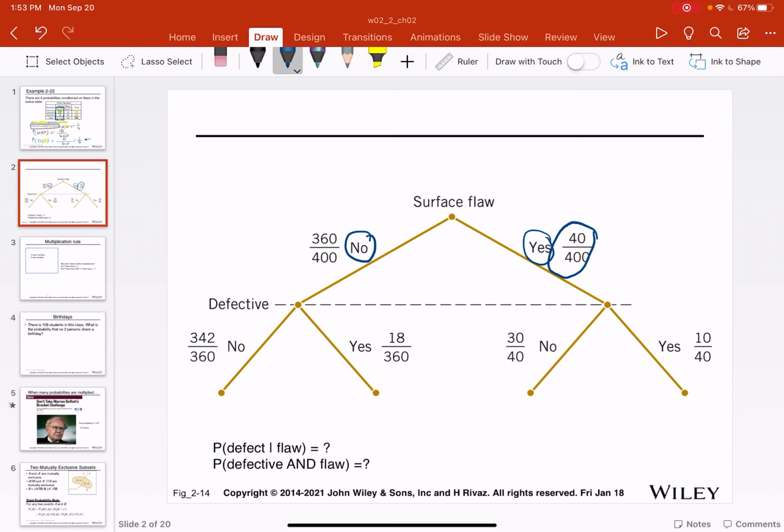The second branch is where it gets interesting, right? So this is this point. It means that I already have a surface flaw, right? So now my sample space has changed to 40. Look here, the number in the denominator is not 400 anymore, it's 40, right? So that means that these guys are conditional probabilities. So this yes is the probability of, what was the other one? Defective, right? So defective given flaw.